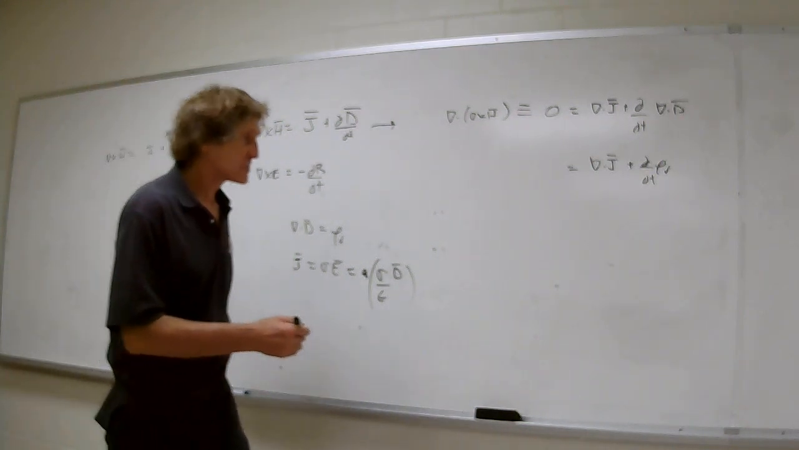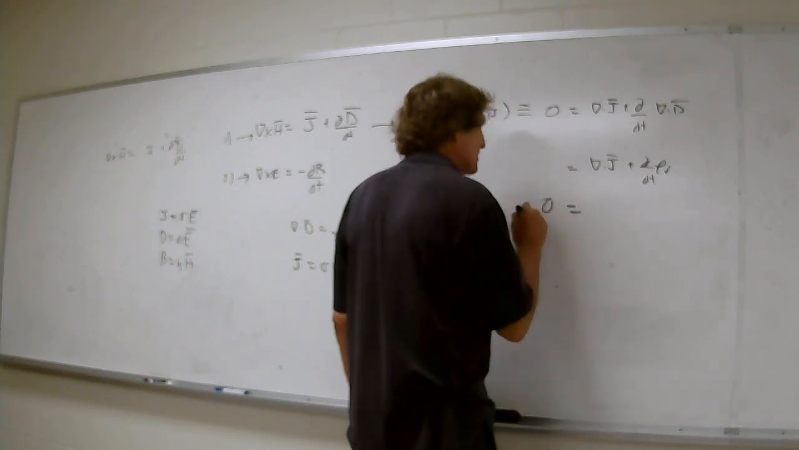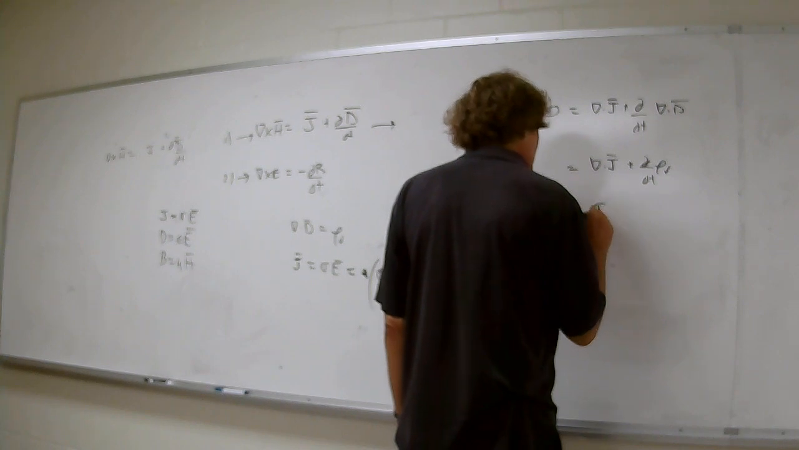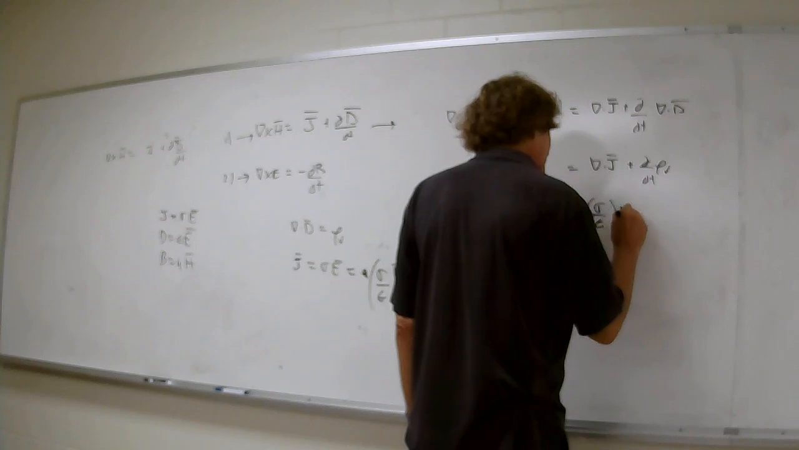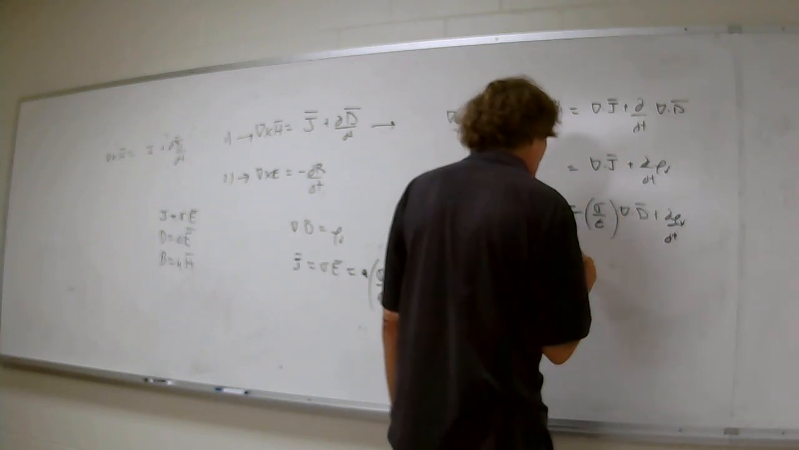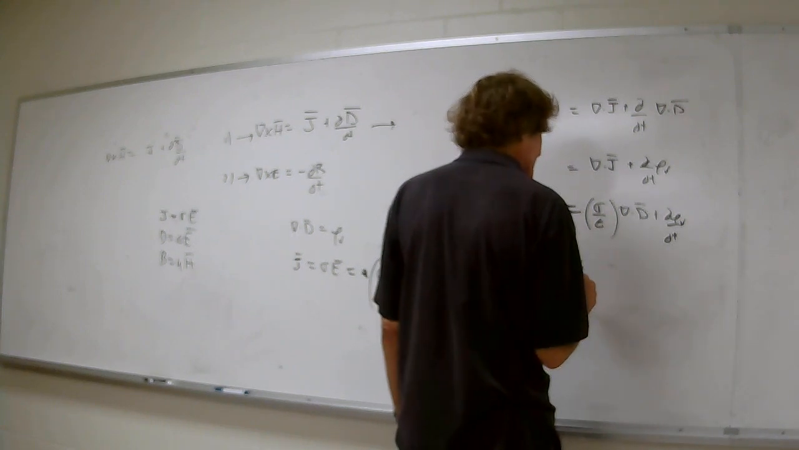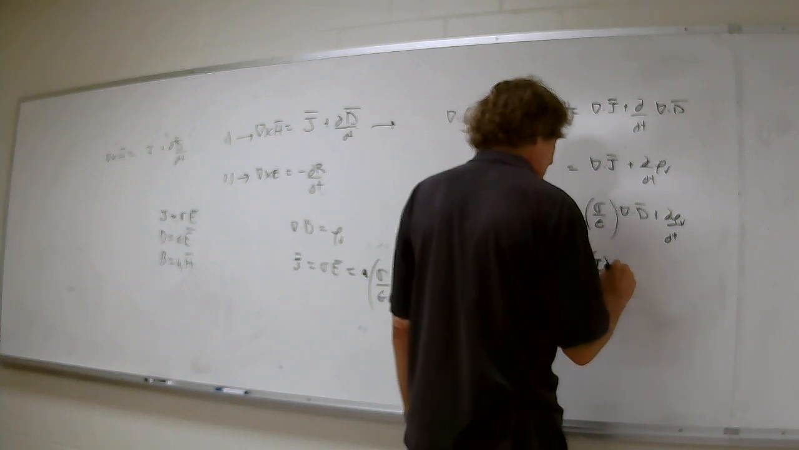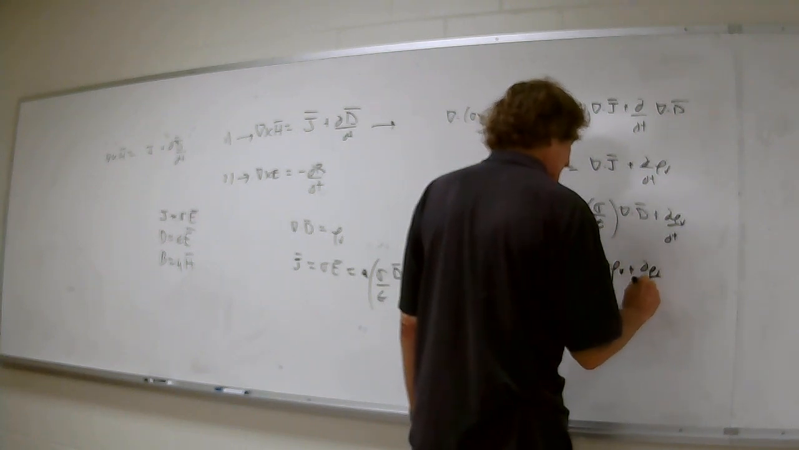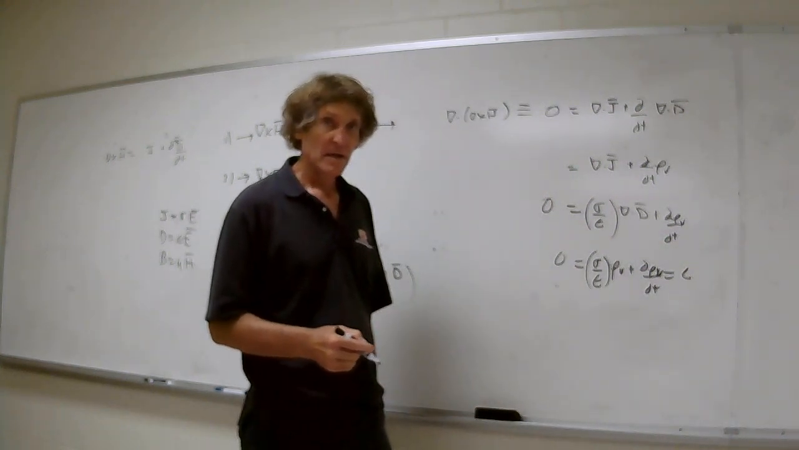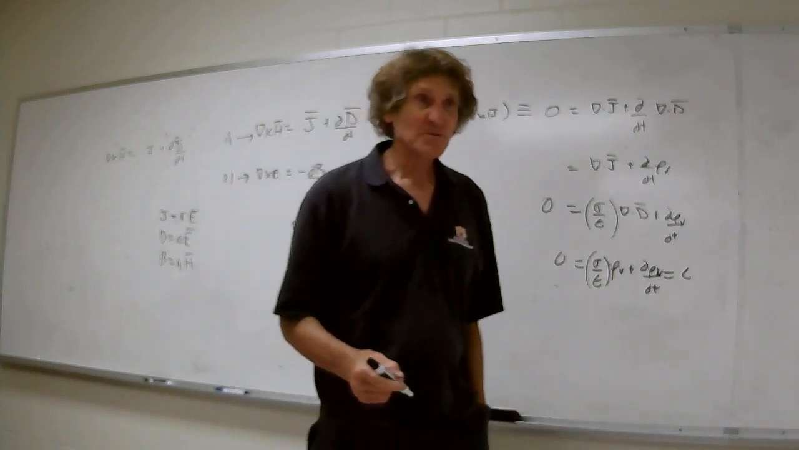So over here I can also write this as 0 is equal to the divergence of, well, sigma and epsilon, assuming that they are not spatially variant, can come out in front, and I have the divergence of D plus d rho v dt equals 0. Or I can say 0 is equal to sigma over epsilon times rho v plus d rho v dt equals 0. Can you all follow me on that? Yes.